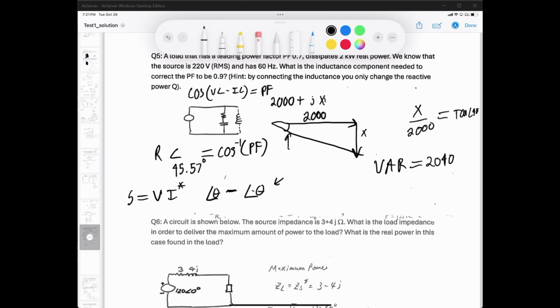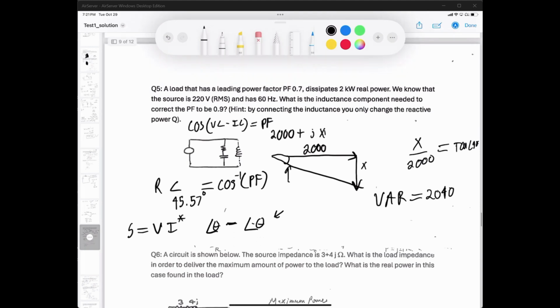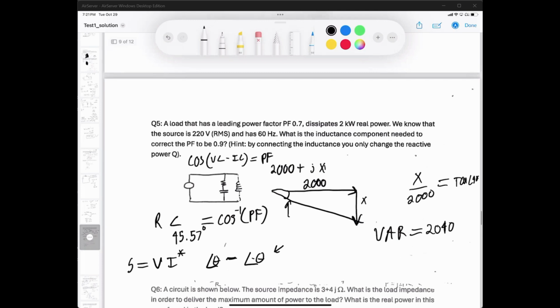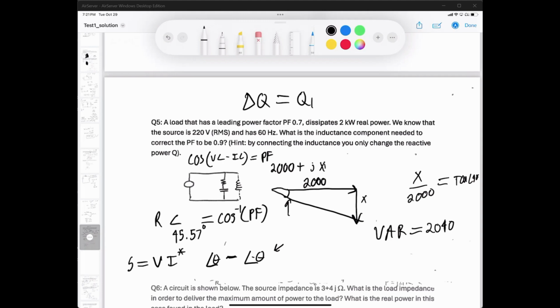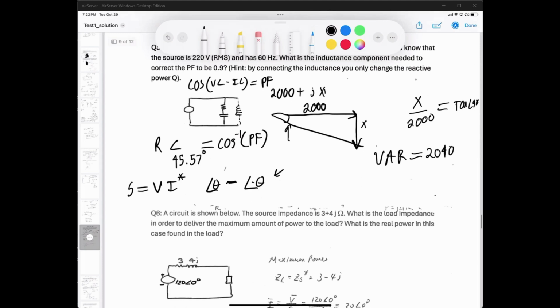So we have the var for when the power factor is 0.7. Our goal is to find the difference in the reactive power, right? If we find the change, call it Q1, Q1 can be 2040 minus Q2. The difference is how much we need to change our inductance to get to 0.9, right? So that's how I think about it. So we have 2040.